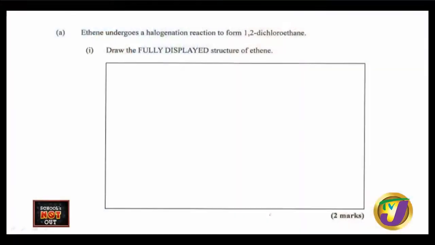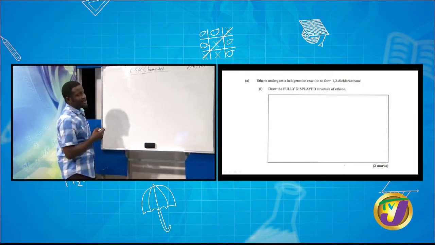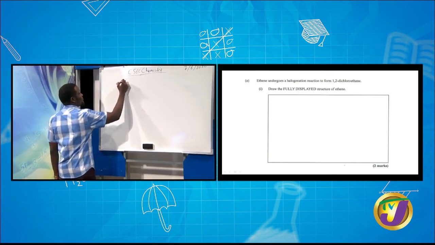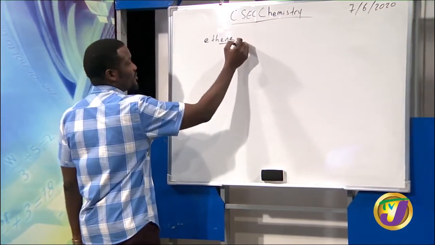So it says ethene undergoes a halogenation reaction to form 1,2-dichloroethane. So we are to draw the fully displayed structure. So I must show everything that makes it up. So let's answer that question right now. All right. So fully displayed structure of ethene. So remember, ene means that there's a double bond there.